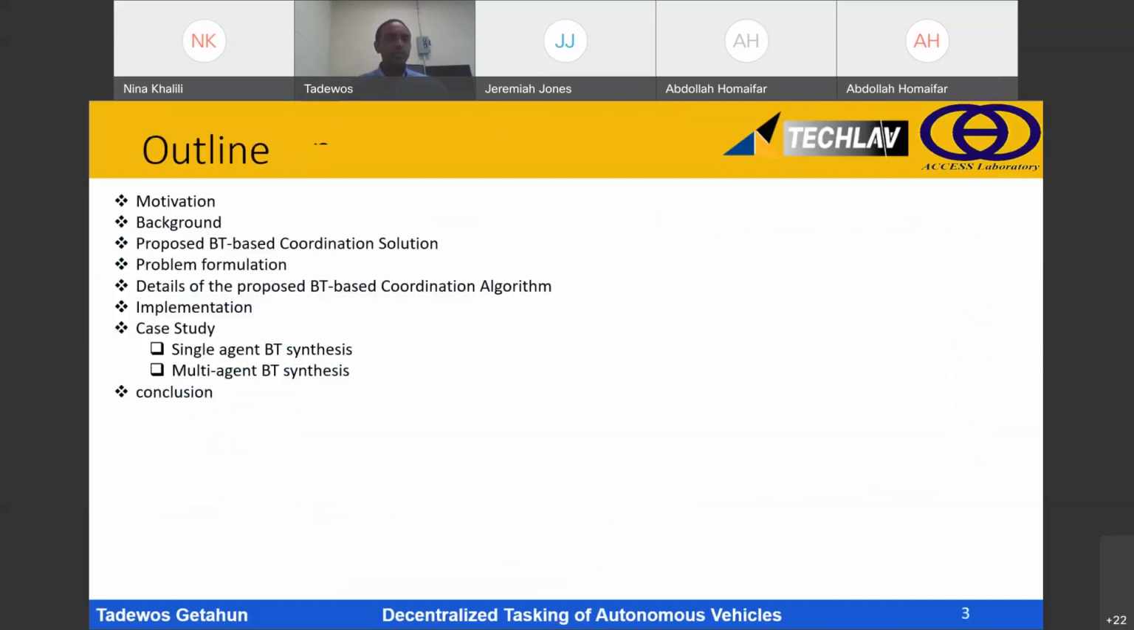So in my presentation, I will start with motivation. I will go to background. I will provide the proposed solution. I will introduce the problem formulation. I will discuss the details of our algorithm, and I will show implementation and go through the case.